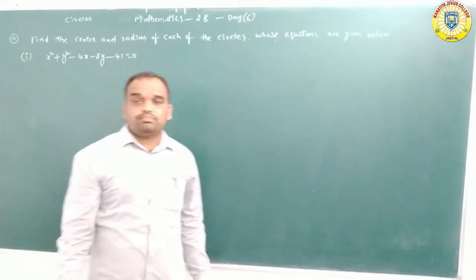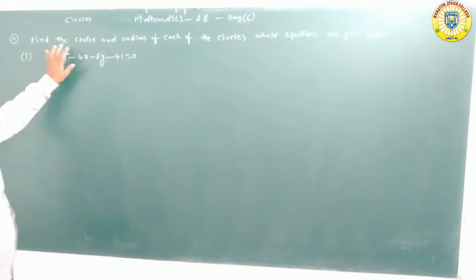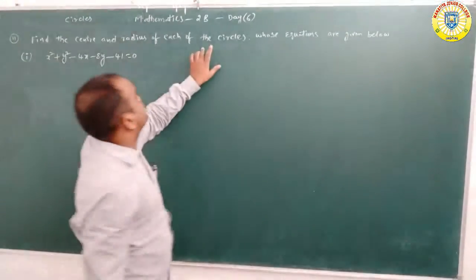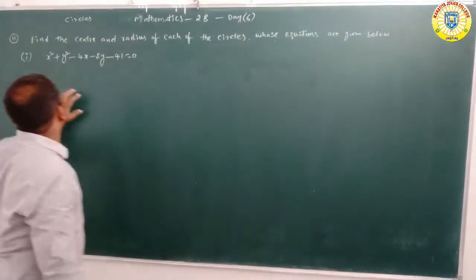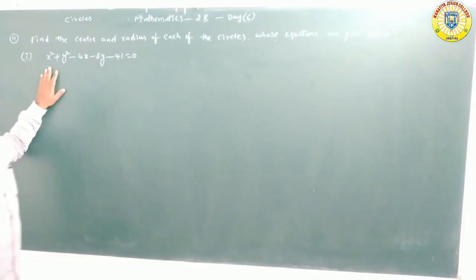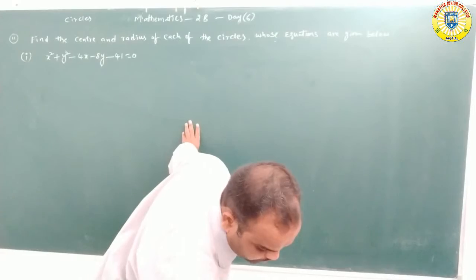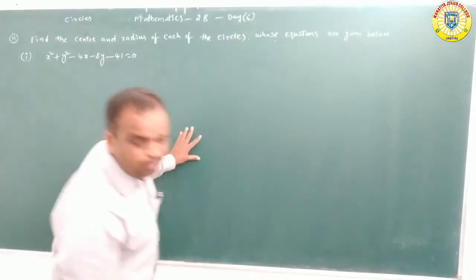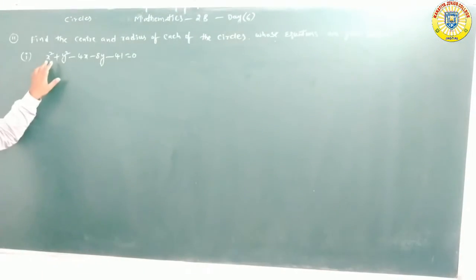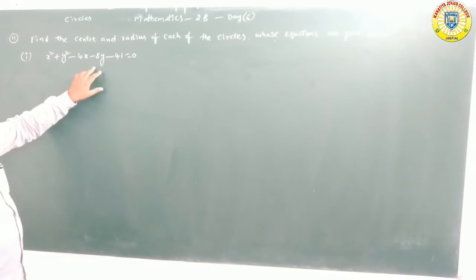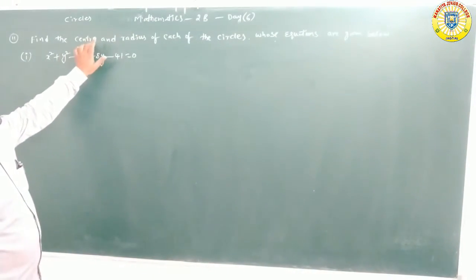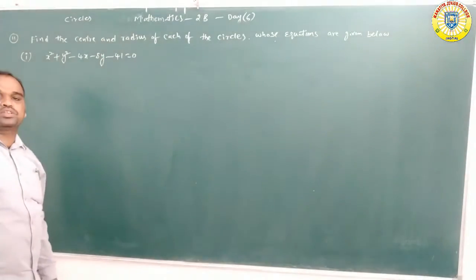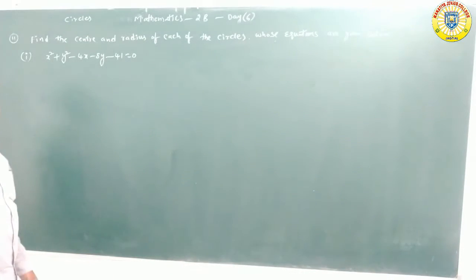See the next question, the 11th question. Find the center and radius of each of the circles whose equations are given below. I have written only one problem. The remaining problems are there, so do the remaining problems as homework. There are a total of 8 problems. Now, what is our equation? x square plus y square minus 4x minus 8y minus 41 is equal to 0. We are finding both the center and the radius.